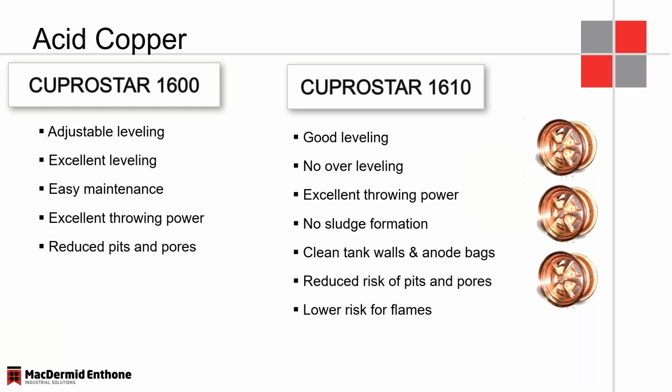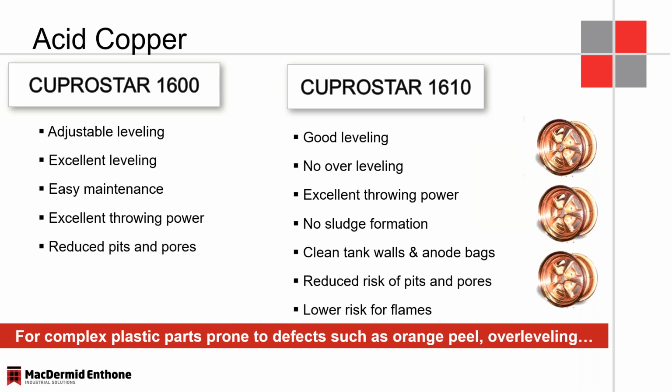We know with acid copper, that's one of the main concerns is pitting and pores. So really, that was one of our focuses when developing both the CUPROSTAR 1600 and the 1610. The 1610 as a dye-free process is even more beneficial for pit and pore reduction because it's so clean. I don't have the sludge in the tank. I have very clean tank walls, very clean anode bags because of the absence of that dye. I have good leveling with this system as well. No concerns for over leveling, excellent throwing power, and lower risk for flames as well.